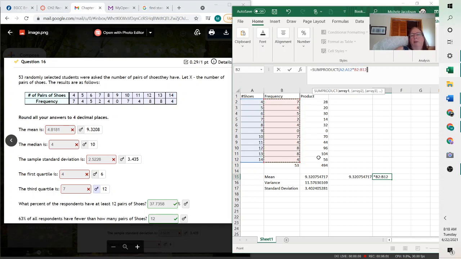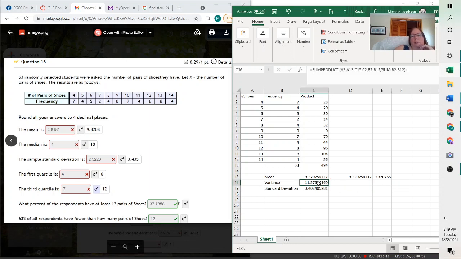So that's going to add all these up. That's going to get the 494. And then we want to divide by the sum of the frequency, the 53. And so you could just put sum again, and it brings it up, and then highlight the frequency. And then close the parenthesis. And we'll have to do one more parenthesis. No, there we go. And so that will get you your mean.